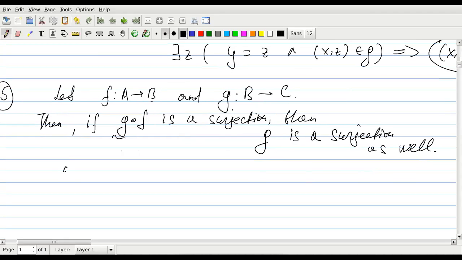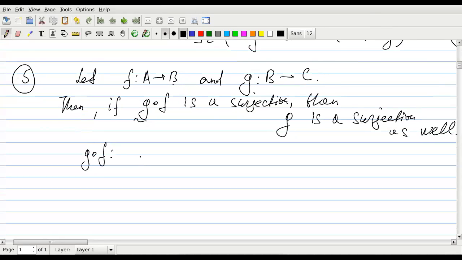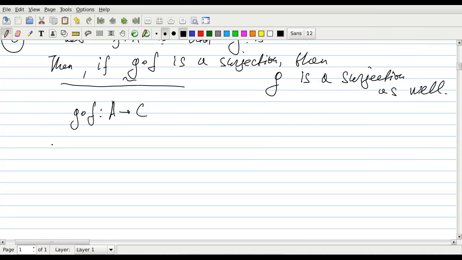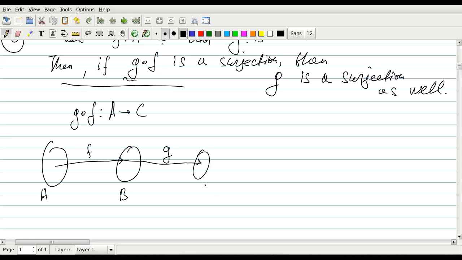But the composition is a function from where to where? From A to C. Of course. So if we try to draw a sketch, we have something like that. A, B, and here we have a function g which maps B to C. Is it clear?